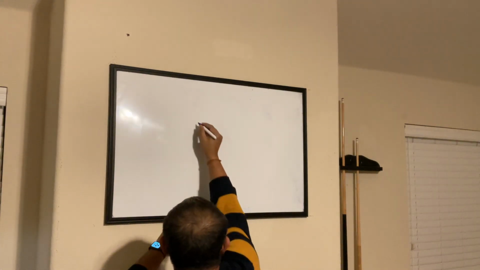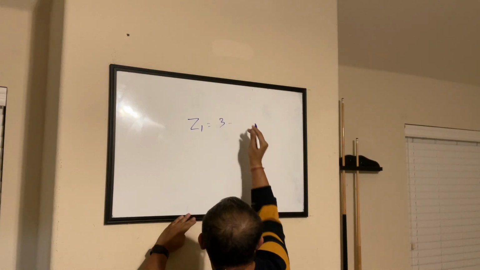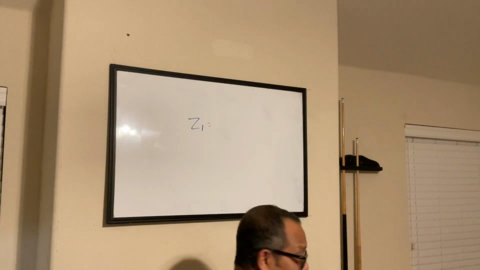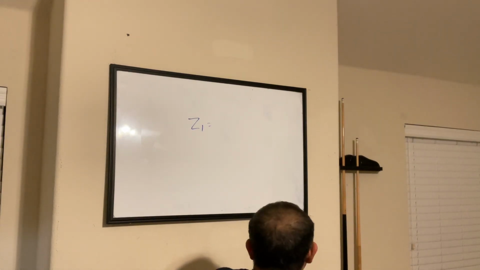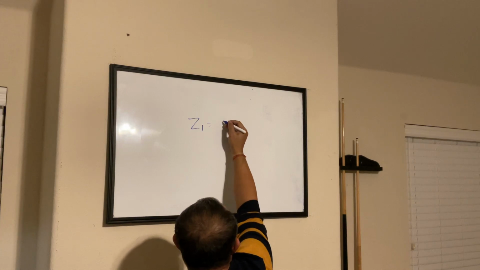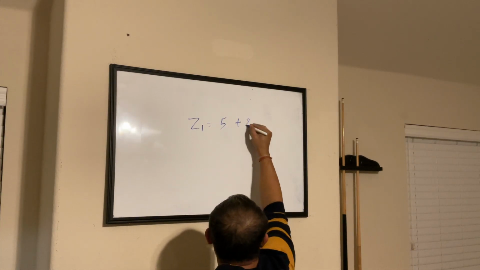If I have, let's say, one complex number, 3 minus, why am I starting with 3 always? See, every day I have a favorite number. I don't know why. Is it because today is Wednesday, third day of the week? Maybe. Okay. Alright.